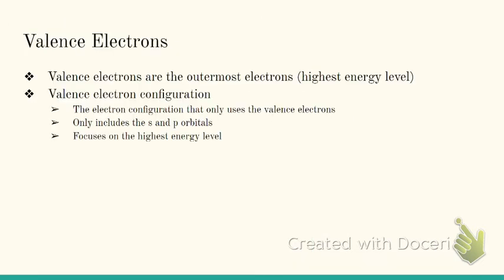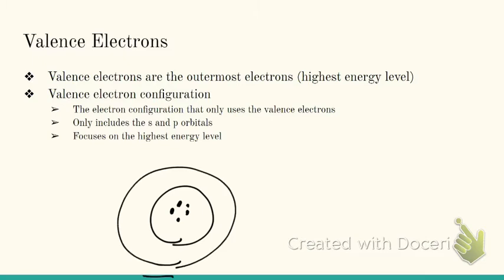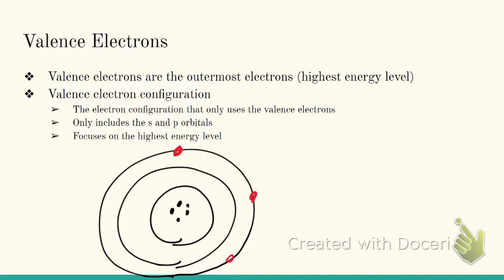All right, so next we're going to talk about valence electrons. Our valence electrons are the outermost electrons, also known as our highest energy level. If we think about our Bohr model, we have our nucleus in the center and then those orbitals on the outside. Our valence electrons are those on the outermost shell. These are the electrons that interact with other atoms, and they are the ones that cause chemical reactions to happen. So valence electrons are super important.